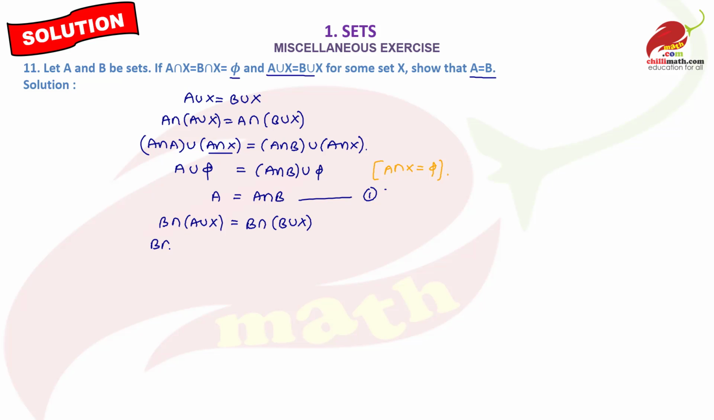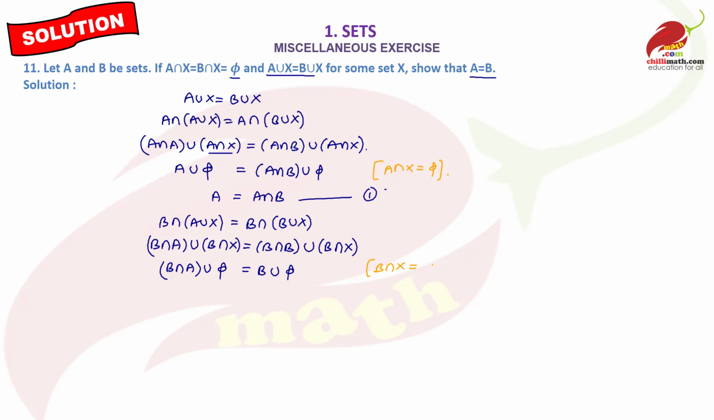Using distributive law, B intersection A union B intersection X is equal to B intersection B union B intersection X. Directly you could write B over here, no problem. So this is B intersection A union B intersection X is phi. B intersection B is B union, this is phi.